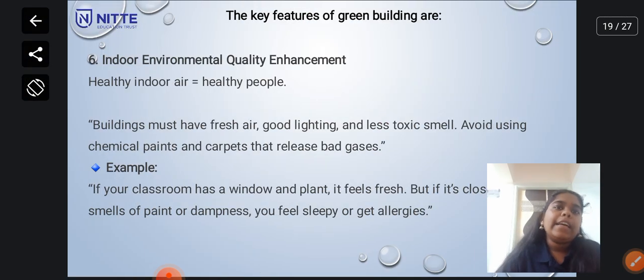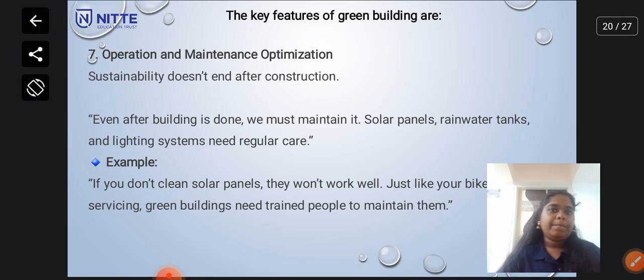Next, indoor environmental quality enhancement. Your building also needs fresh air, good lighting, and less toxic smell. Imagine you are in a classroom which is so closed and there is no window. You will feel so suffocated and so sleepy. But imagine the same classroom with a window and some plants and greenery around it. You will feel fresh and active. This is what indoor environment quality enhancement will do. So thinking about this and working on this is also important. We can't just neglect it.